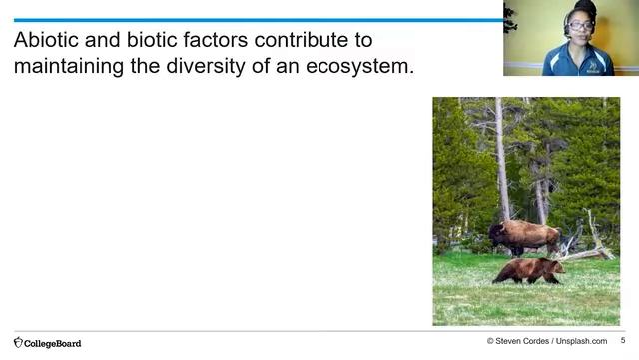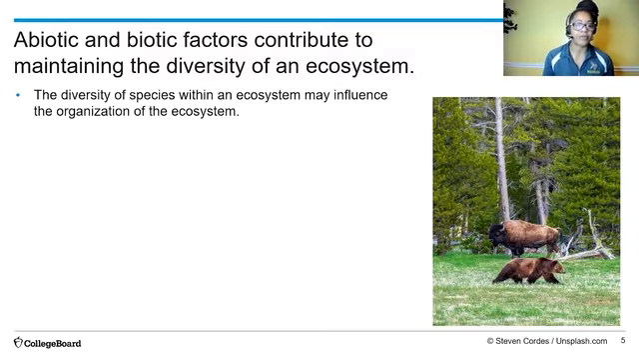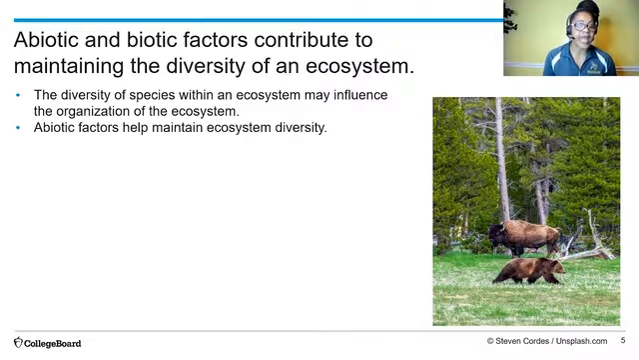Abiotic and biotic factors contribute to maintaining diversity of an ecosystem. Remember that an abiotic factor refers to those non-living parts of the environment like wind, rain, and sunlight, and the biotic factors are all of the living organisms within the environment. The diversity of species within an ecosystem may influence the organization.